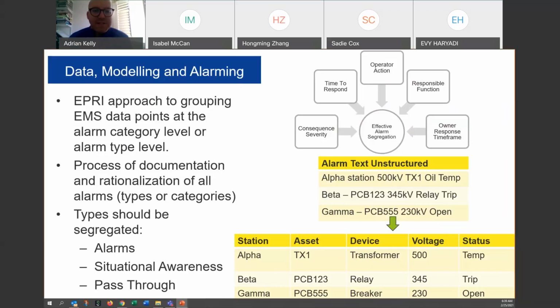If you see here, the table on the right is an example. An unstructured text string might be "alpha station 500 kV TX1 oil." This is text. It's very difficult for algorithms to analyze what's in that, unless you build in interpretation rules. So what we propose is to break this down, making unstructured strings into structured data. Break it into station, asset class, device, voltage level, and then status. Then later, when you're querying your system and trying to find what's wrong, or if there are patterns you can identify, this is how you do it.